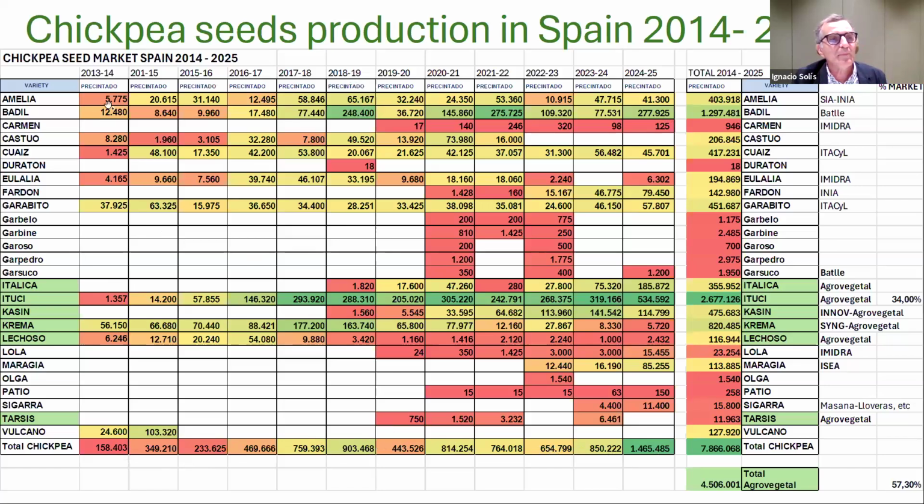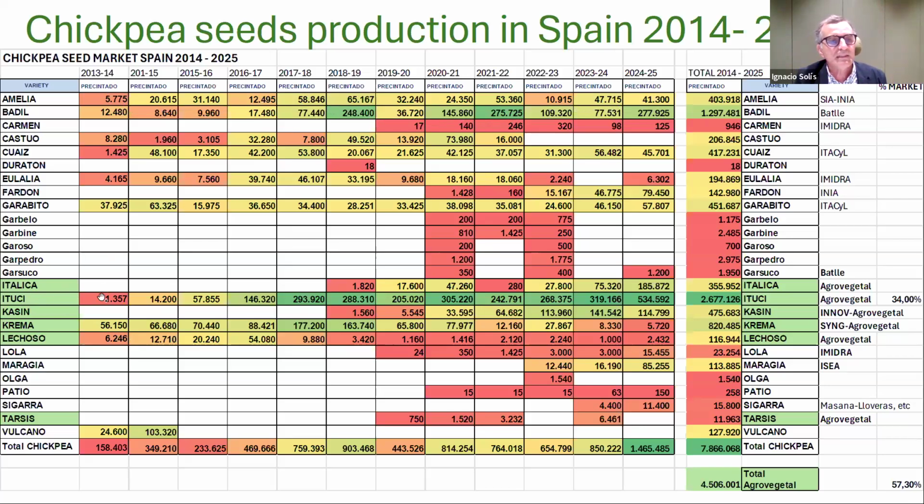There are some cultivars like Badil, from a public institute in Extremadura but commercialized by Semillas Valle, that has been on the market a long time, but the ceiling is around 200 tons. It's one of the most successful. Italica is growing now, but the most successful cultivar is Ituzi.